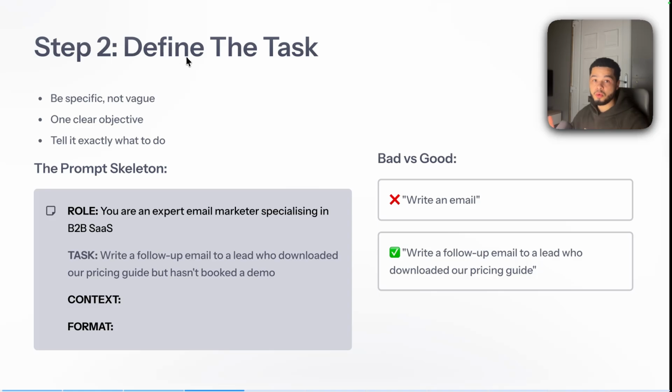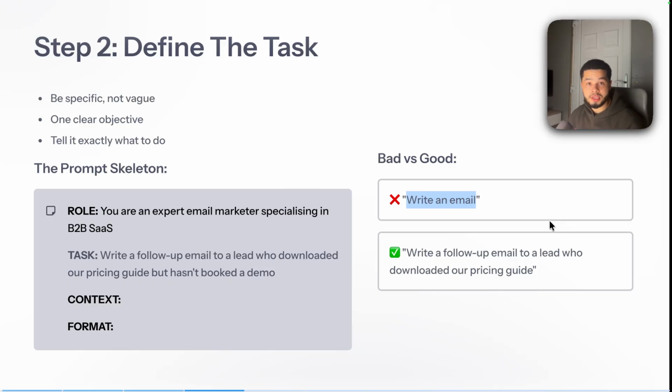For step number 2, we define the task that the AI is going to do. Now with this, we need to be specific and not vague. One clear objective, tell it exactly what to do. So for example, we have down here, your task is to write a follow-up email to a lead who downloaded our pricing guide but hasn't booked a demo. Now a bad example that we could have used in that situation is just "write an email." Now that's a terrible example.